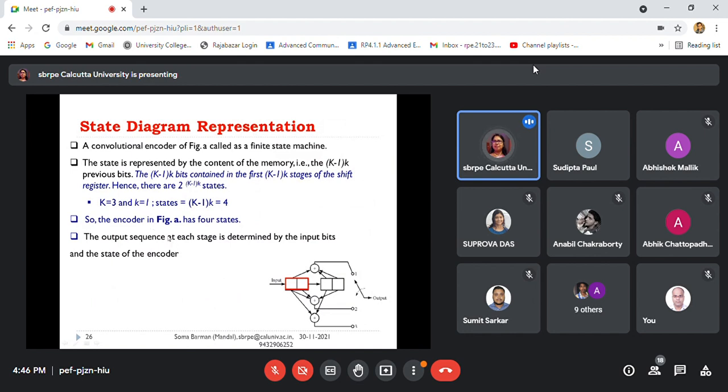The output sequence at each stage is determined by the input bit and the state of the encoder. So that means the input bit as well as, in our example, these four states of the machine. It will depend on the four states of the machine and the current input bit. So that will determine what the output sequence of the encoder should be.